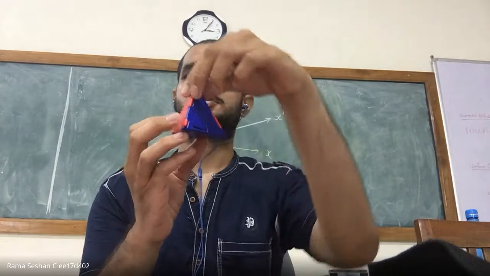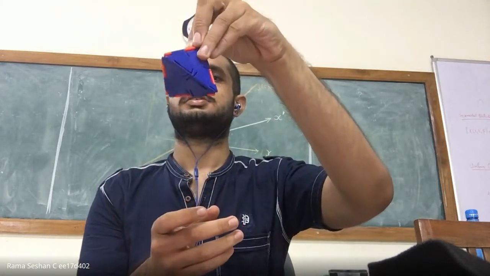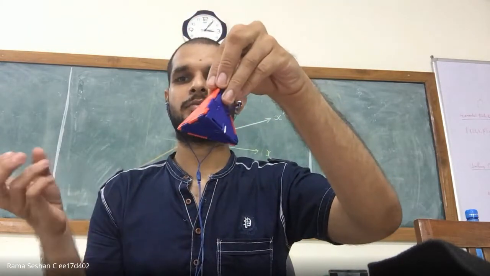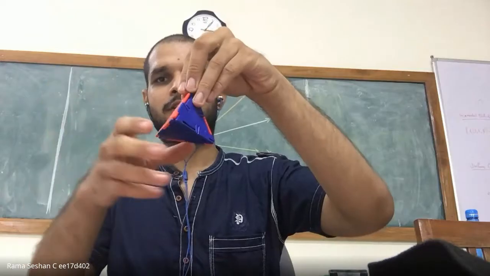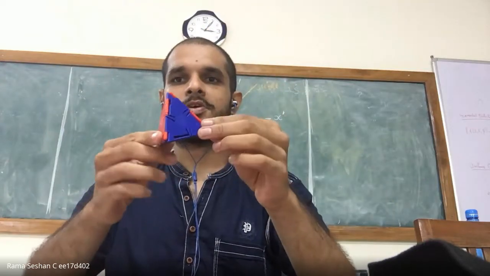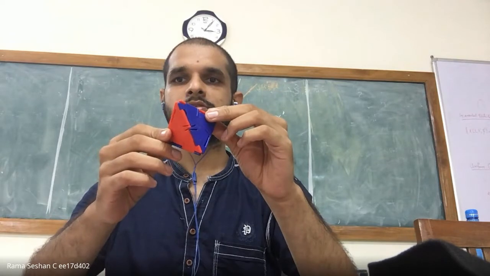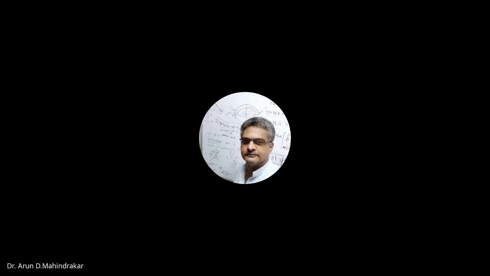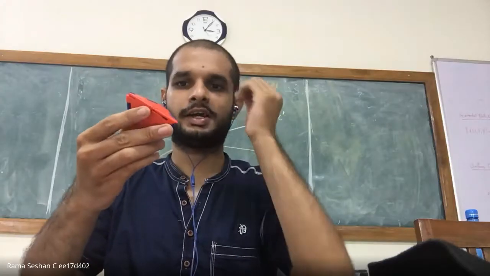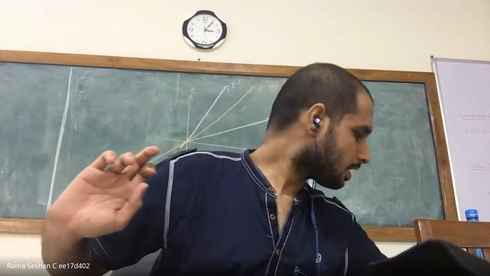I'm just rotating. I expect you to say something. I mean, tetrahedron, yeah, tetrahedron. So it's made up of how many equilateral triangles? Four. Sure. So 4 equilateral triangles make a tetrahedron.